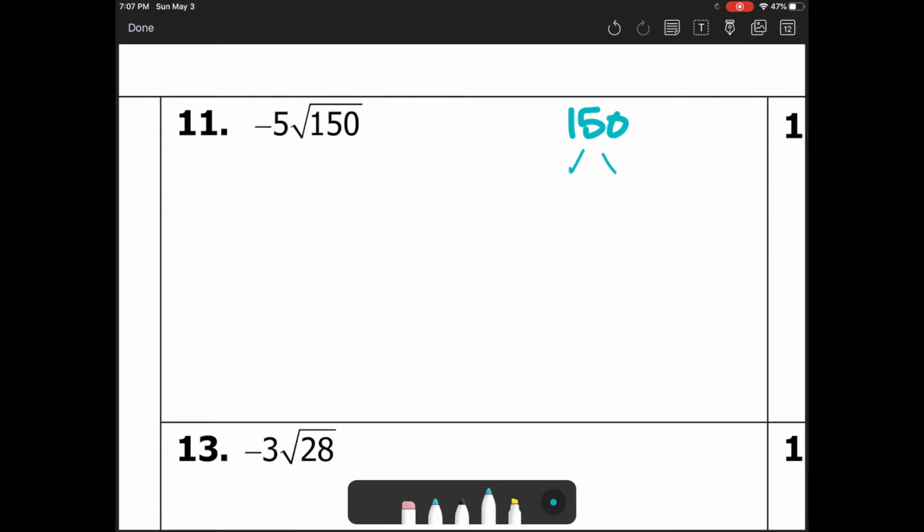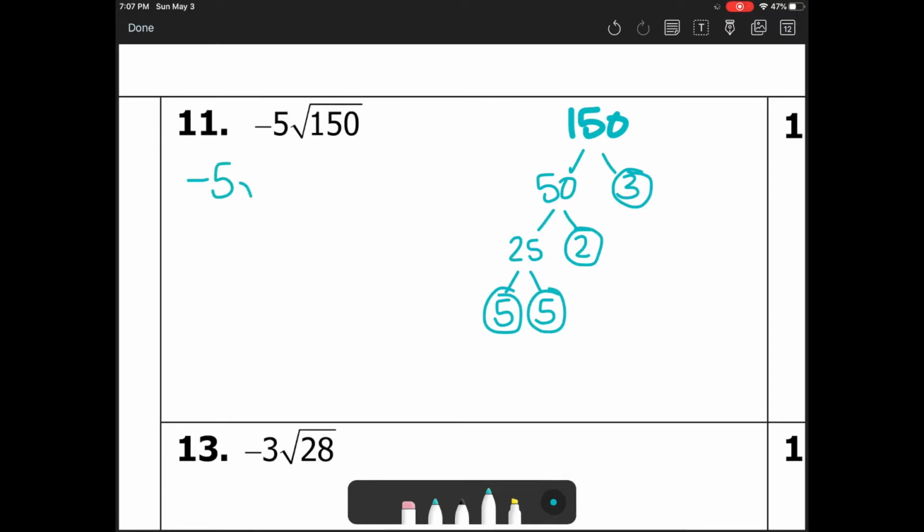So I can factor 150. I know that 150 could be 50 times 3. There's one prime number. 50 I know is 25 times 2. There's another prime. 25 is 5 times 5, and there are 2 more primes. So I'm going to keep the negative 5 in the front, replace the 150 with my numbers from my factor tree.